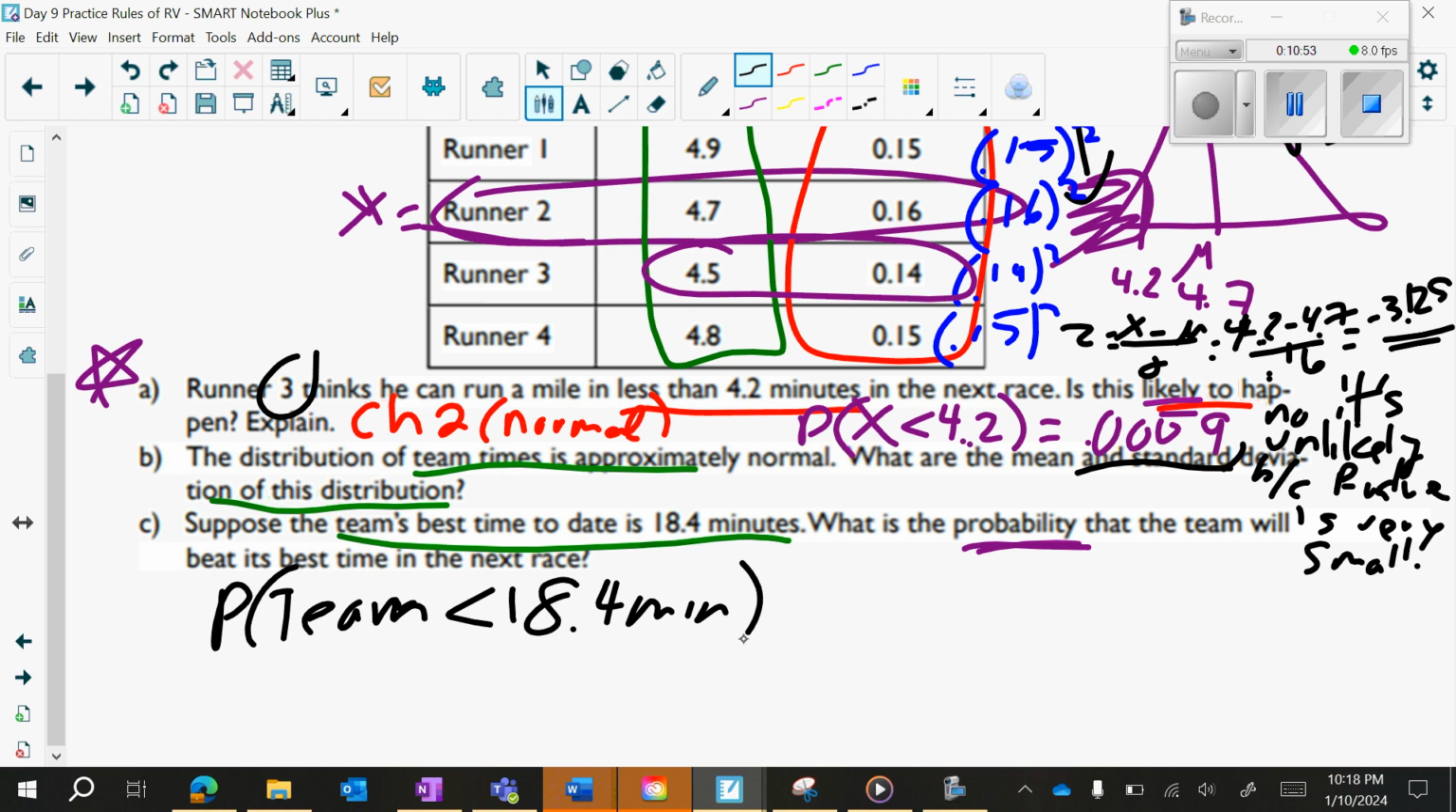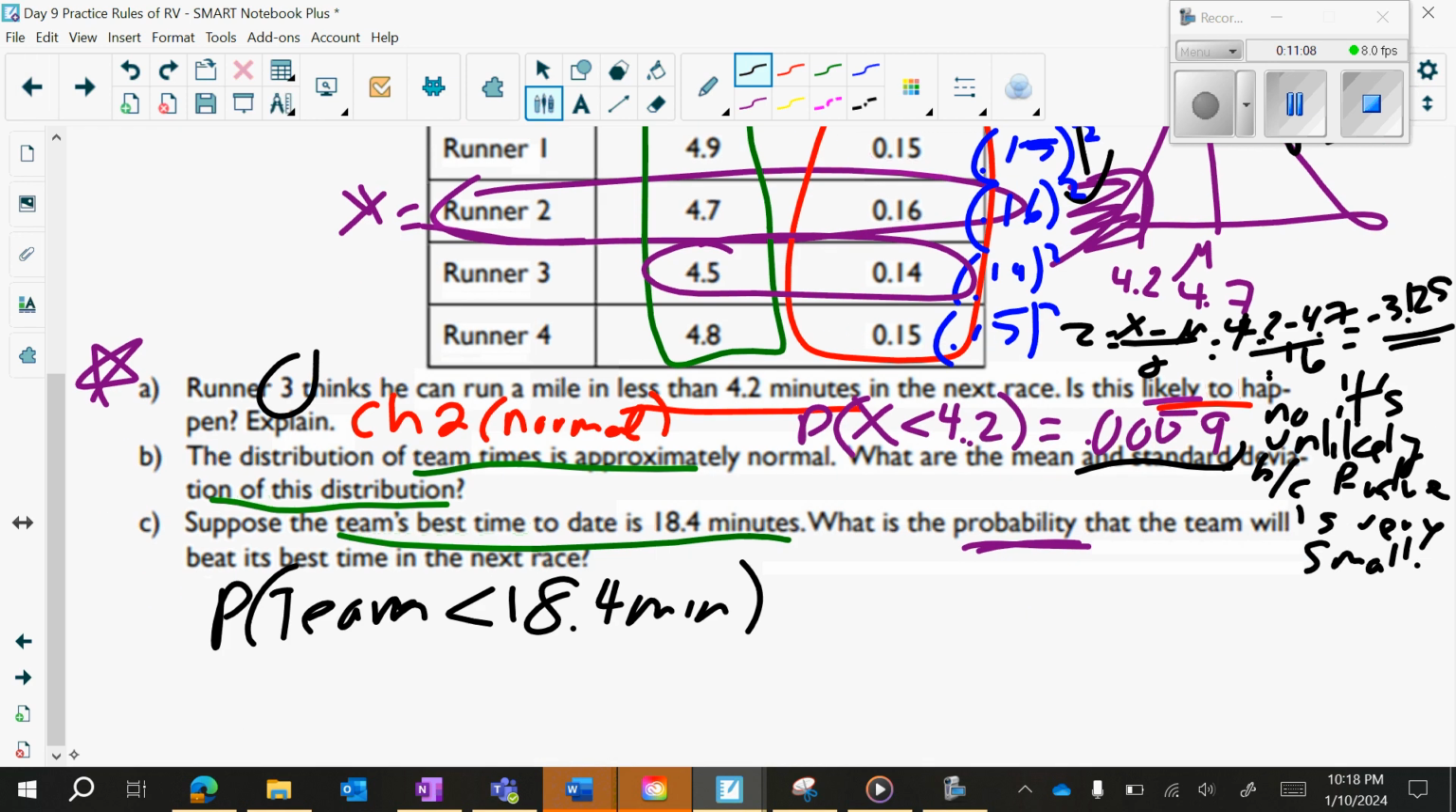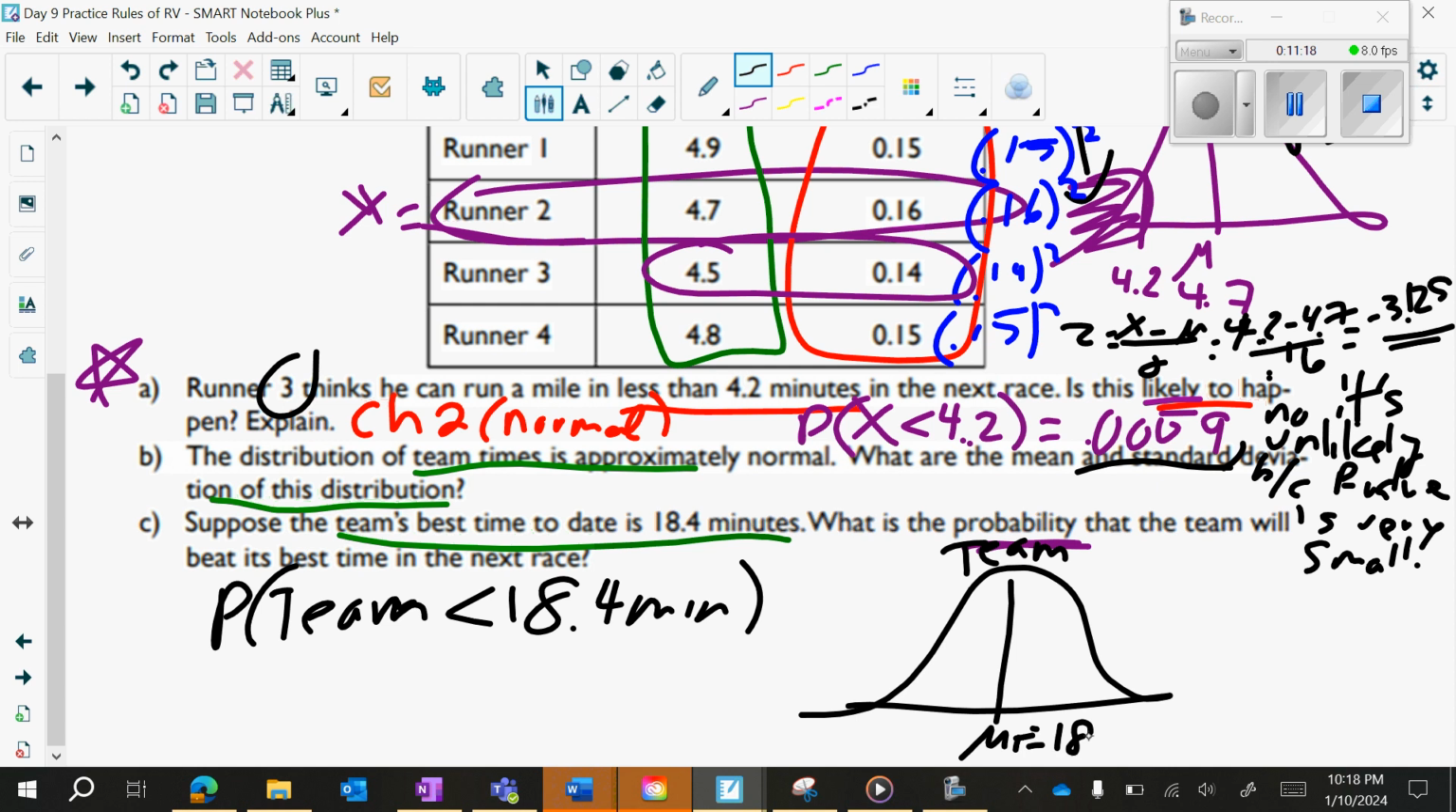Okay, because we said in the last part that the team shape is still approximately normal, and now we know the mean and the standard deviation of the team, we can still do a z-score, but it's going to be a z-score for the team time. So basically we can just make a new distribution called the team distribution. This is going to be the mean of the team distribution, which will be centered at 18.9. And we want to know if they can beat their best time, which is 18.4, which happens to be on the left. So now we're just going to shade to the left.